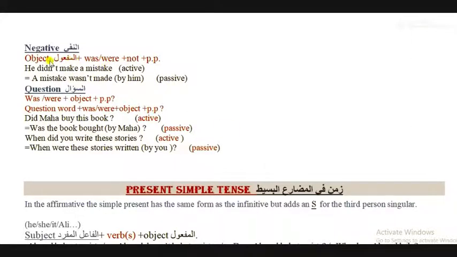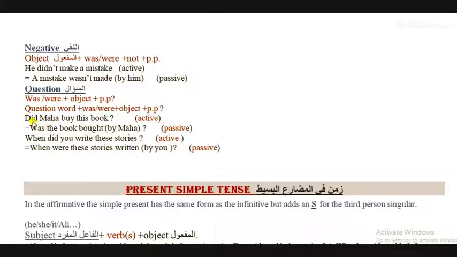So the difference here between negative and affirmative is that we added not after was and were. A mistake wasn't made by him. The question, we start with was or were plus object plus past participle. But with the WH question, we start with the question word plus was or were plus the object plus past participle.